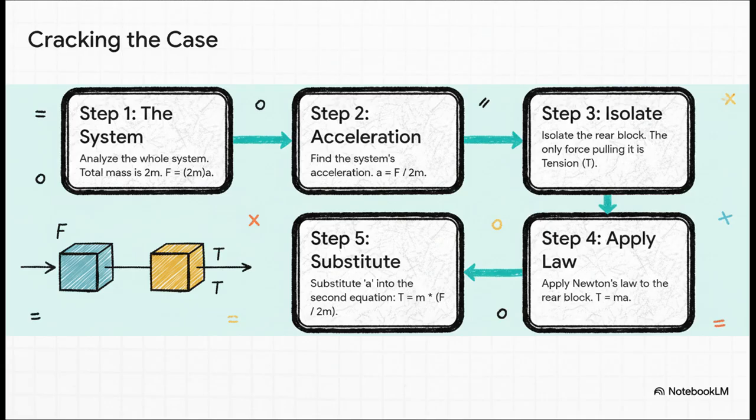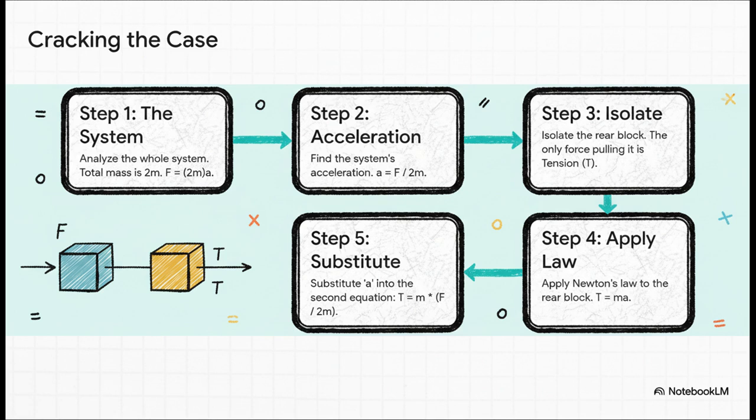Second, we solve for the system's acceleration. Just a little algebra gets us a equals F divided by 2m. This number tells us how fast both blocks are speeding up together. Third, now we can zoom in. Let's isolate just the rear block. What's the only force pulling it forward? It's the tension, T. So for step 4, we apply Newton's law to that block alone, which gives us a nice clean equation, T equals ma.